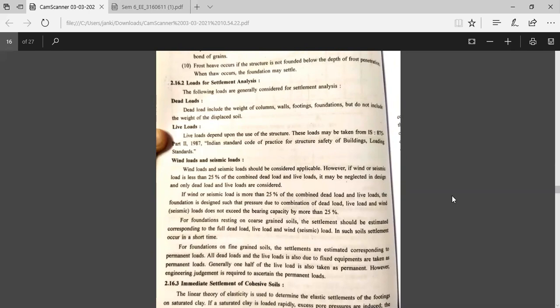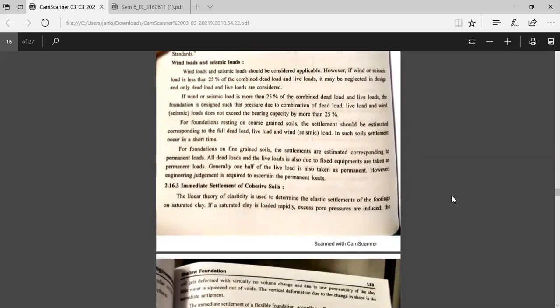In such soil, settlement occurs in a short time. For a foundation on fine grained soils, the settlements are estimated corresponding to the permanent loads. All the dead loads, and live loads due to fixed equipment, are taken as permanent loads. Generally one half of the live load is also taken as permanent. However, engineering judgment is required to ascertain the permanent loads. For immediate settlement of cohesive soils, the linear theory of elasticity is used to determine the elastic settlement of a footing on saturated clay.